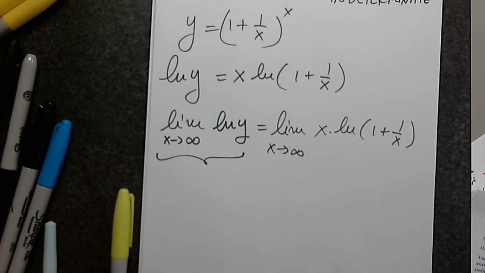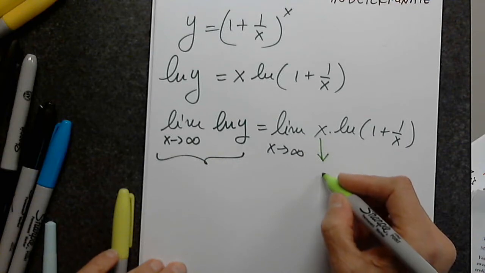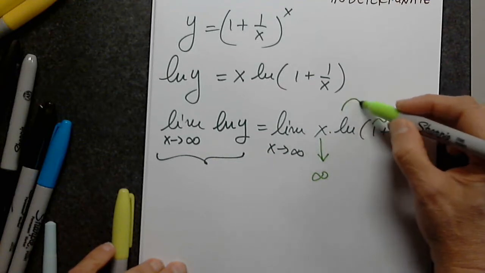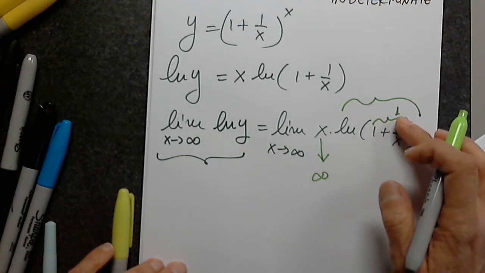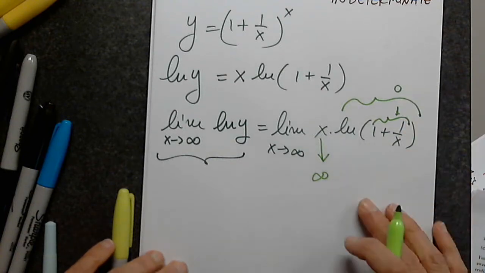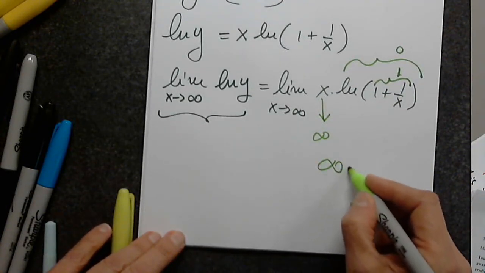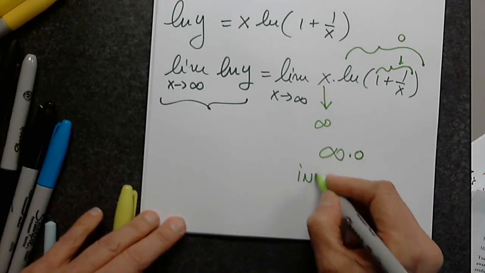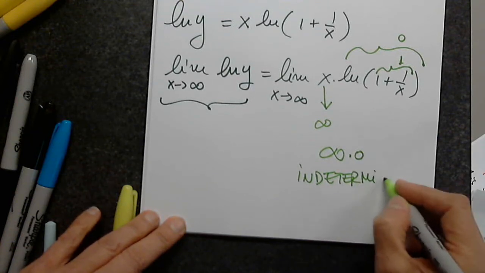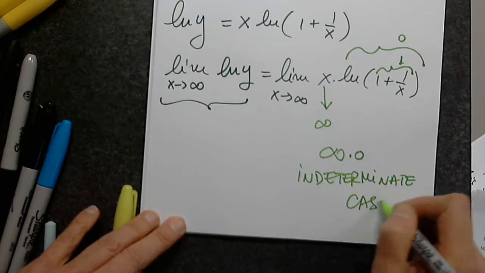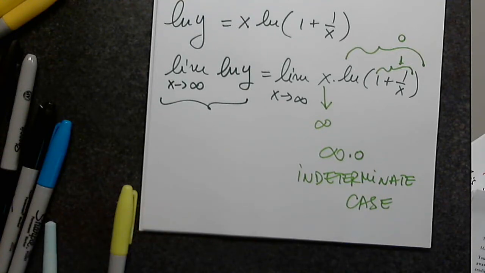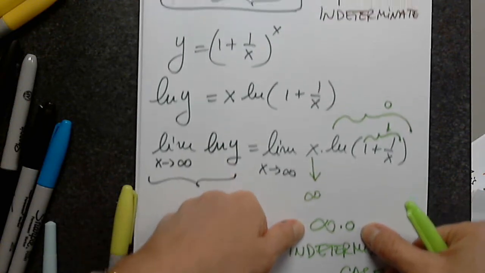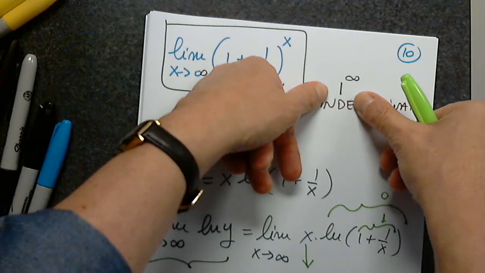Now, where does this go? Where does this go? Where does this go? How much is natural log 1? 0. And what is this? Another indeterminate case. It's on the list. However, this indeterminate case is friendlier. This one, no, not at all.